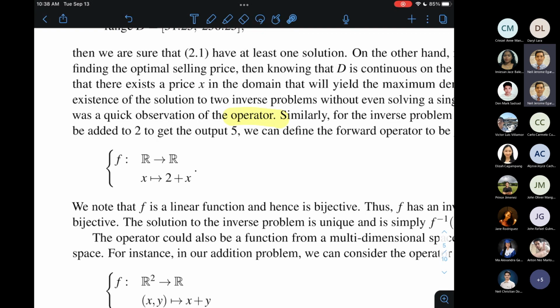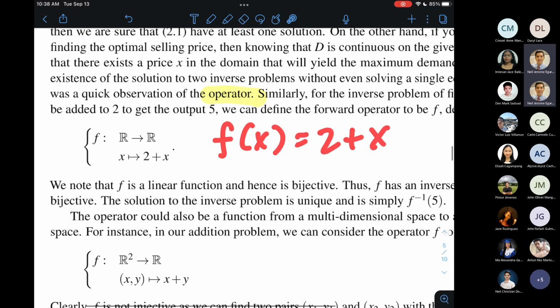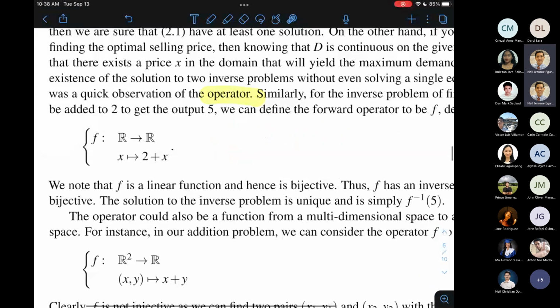Kapag meron kang bijective function, lagi nating alam na may inverse siya, right? So kung ang inverse problem, kung ang forward operator natin ay ito, alright? So ang f of x ay equal kay 2 plus x. We know that this is bijective. So ibig sabihin nag-exist si f inverse, right? Si f inverse, siya yung nagmamap doon sa output papunta doon sa input, right?